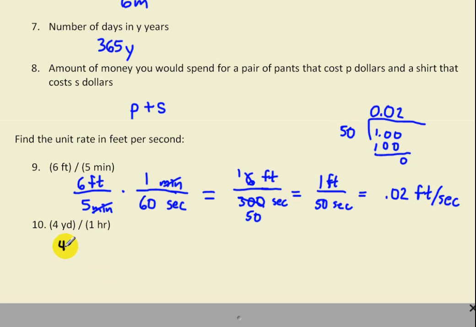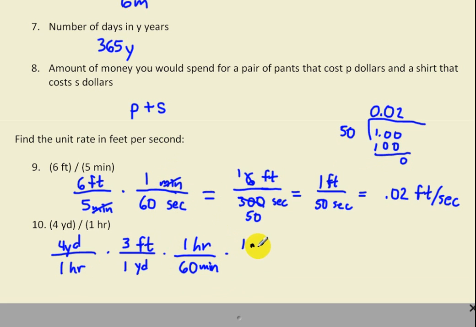Okay, number 10, we have 4 yards and 1 hour, and we're going to need a couple of conversions here because first of all we need feet, not yards. So the yards are in the numerator here. I need to put yards in the denominator here, feet in the numerator, and I know that there are 3 feet in 1 yard. So notice this is really equivalent to multiplying by 1 because these two quantities are the same. Now we need to deal with hours. So the hours are in the denominator here. I'll put those in the numerator here. And I know that 1 hour has 60 minutes. But we need per second, so we need to do another conversion just like we did here. 1 minute over 60 seconds.